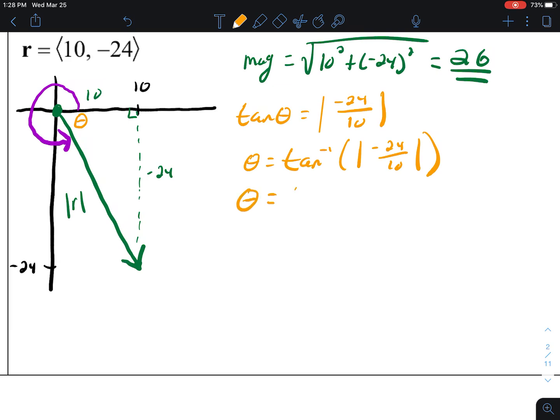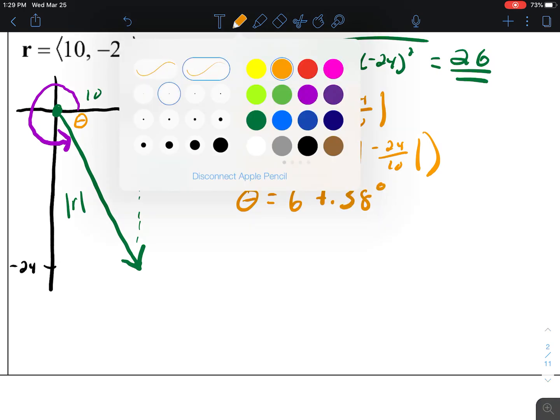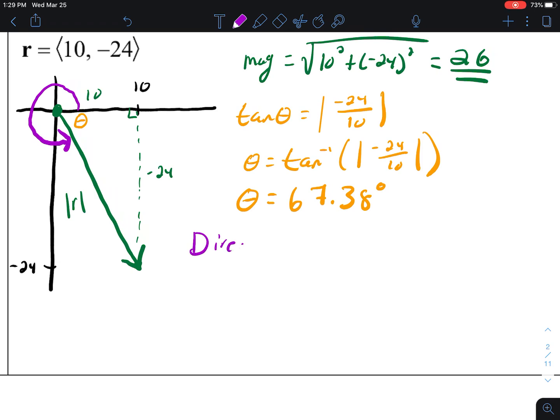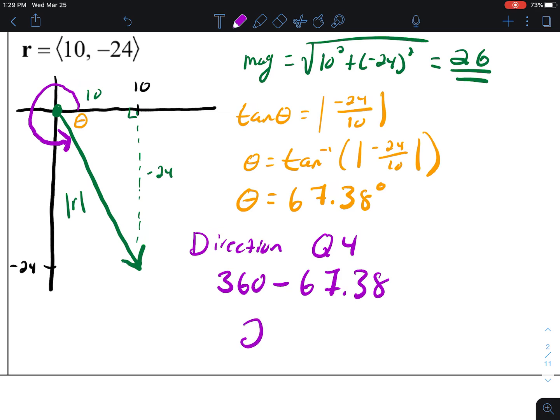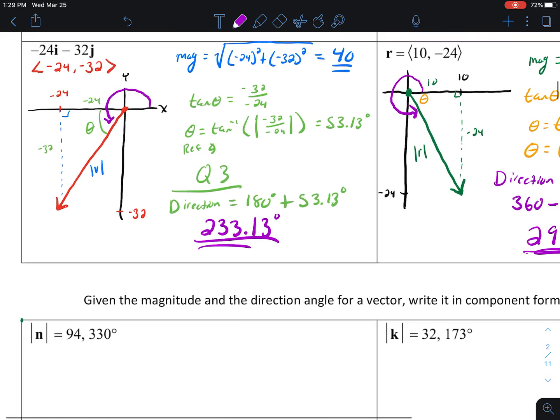And we get our reference angle here to be 67.38 degrees. Now, our actual direction angle, because it's in quadrant 4, is going to equal 360 minus 67.38. Which means that the direction angle for this vector is actually 292.62 degrees. So direction angle magnitude for all 4 quadrants.